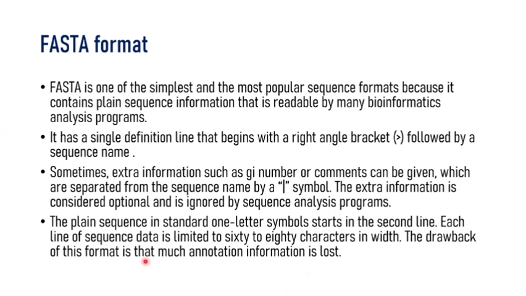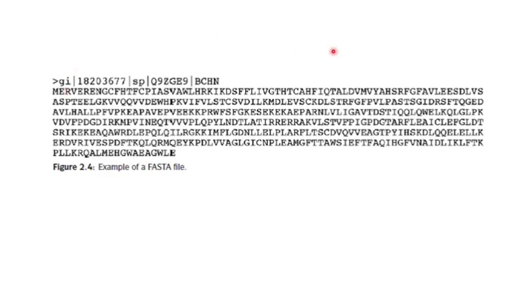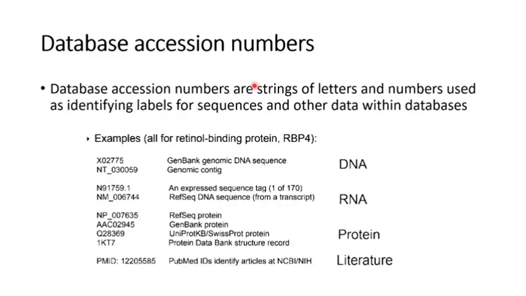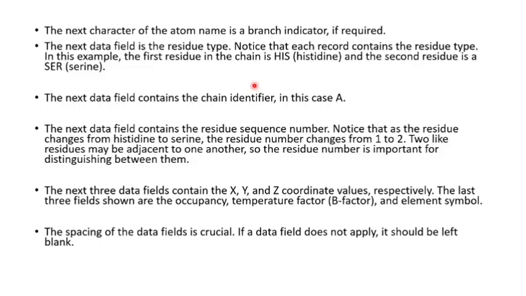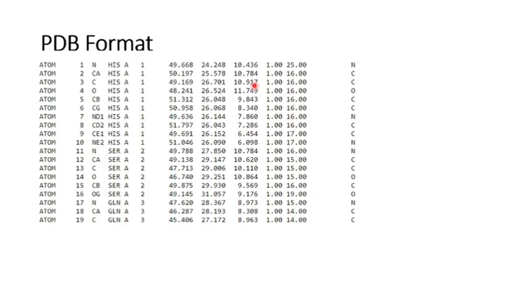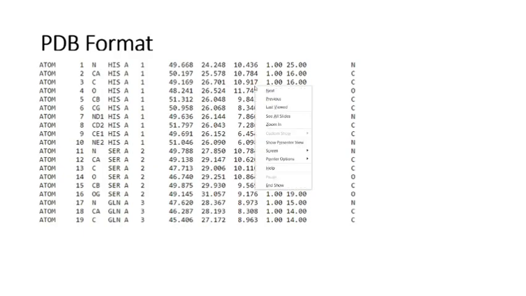The drawback of this format is that most of the annotation will be lost. There is no annotation at all. Even in the GenBank format there is some amount of annotation we can see, but here there is no annotation, just the sequence and just a title, that's all. That is the disadvantage of the FASTA format. I have spoken about the curation annotation. So that is about the FASTA format.